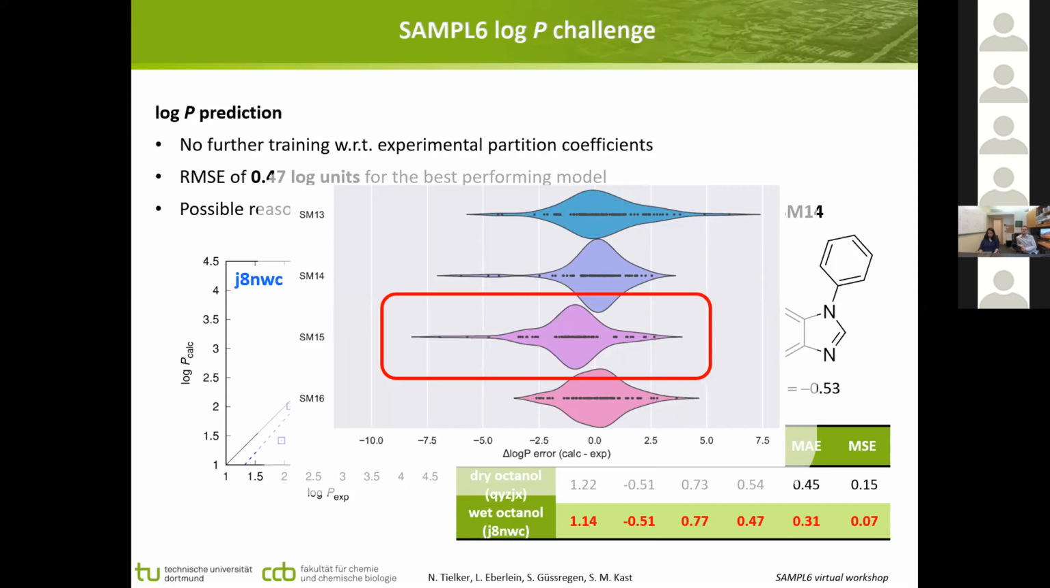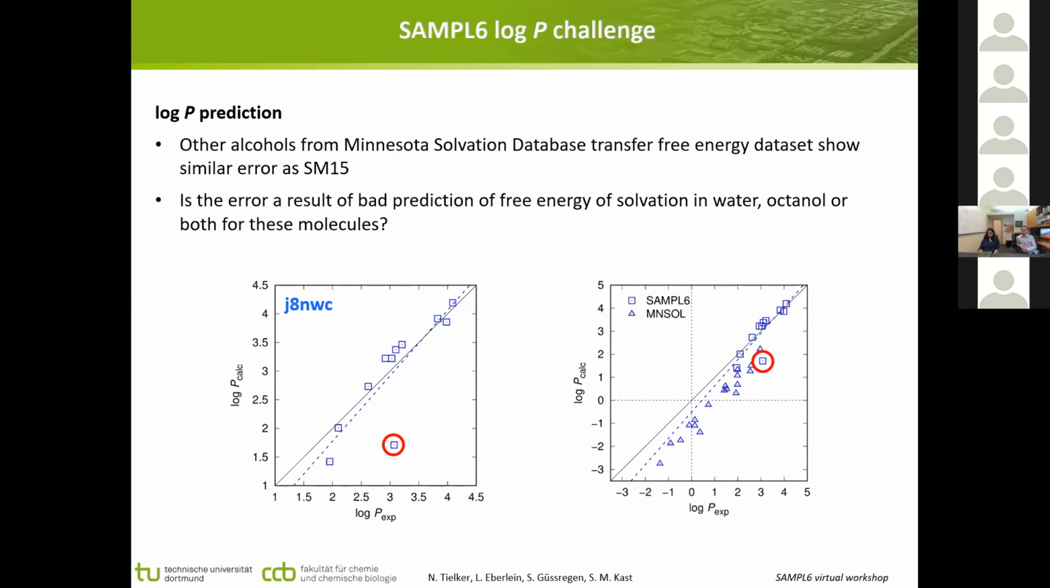But first, to do better, we have to find out what the reason is. And then in the Minnesota Solvation database, which we use as a training set for the individual hydration or solvation free energies, there are also transfer free energies between octanol and water. We did not use these as training.